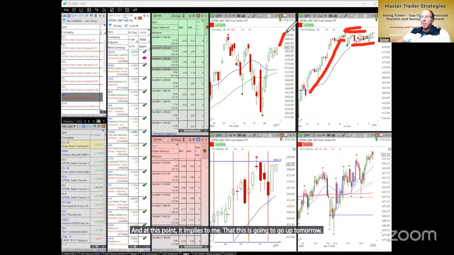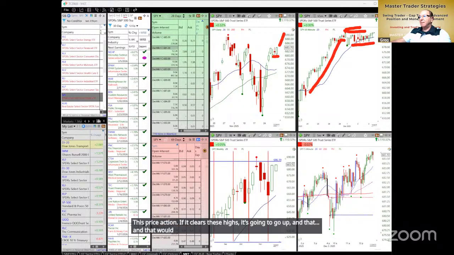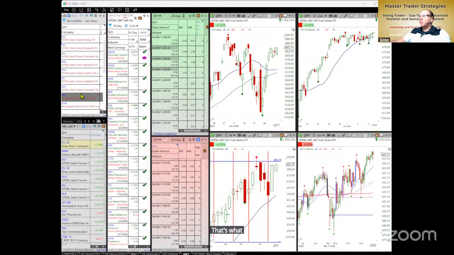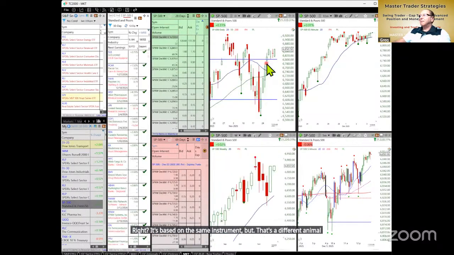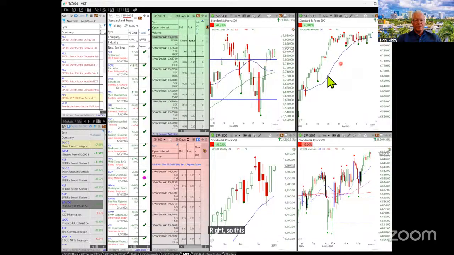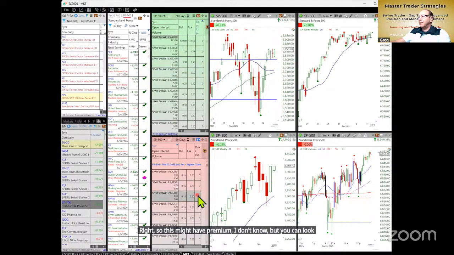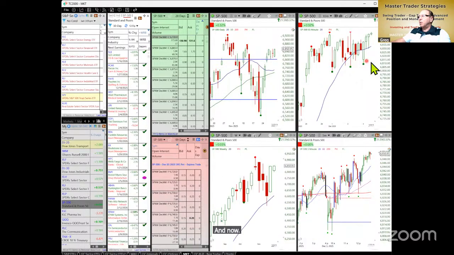I don't know if there's any news coming out, but based on this price action, if it clears these highs, it's going to go up. And that would be the bet. Now, if we look at SPX, it's based on the same instrument, but that's a different animal. So this might have premium. I don't know, but you can look at the same thing. And this is why SPX is more attractive for zero DTE. It gives you more opportunities.